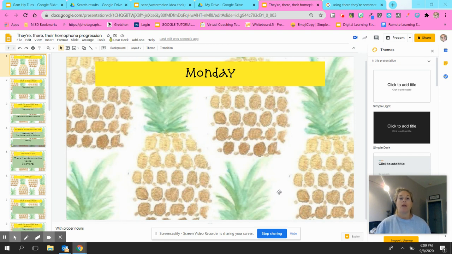For example, if you're going to do there, I would focus on that for 1 week because that's a tough one. And for them to really understand the flow of this, you're going to want to take it slow. If you were to do your and you're, I would focus on 1 week to do that. If you were going to do hour and are, 1 week. If you were going to do it's and its, 1 week. And then once they get the flow, you can move a little bit faster.